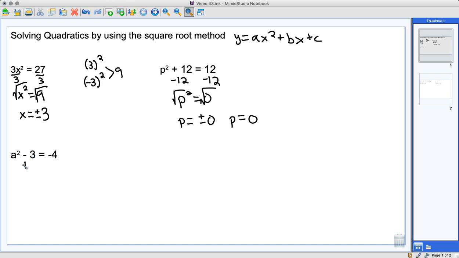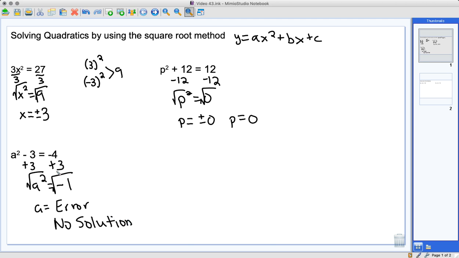Then the last one, we add 3 to both sides. We get a squared equals negative 1. Then we square root both sides. When you try this in your calculator, you get an error. This is a no solution problem. When you try to square root a negative number, you will get an error on your calculator because we can't actually square root negative numbers. So that's important: can't square root negative numbers.